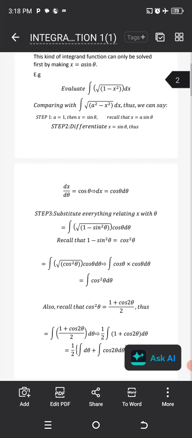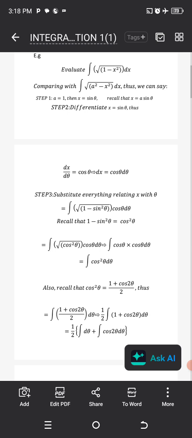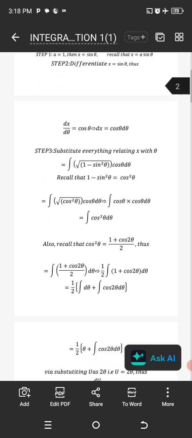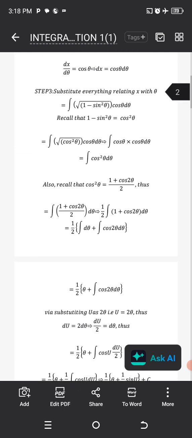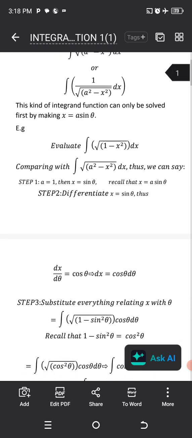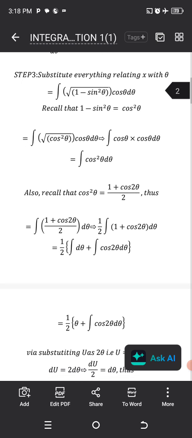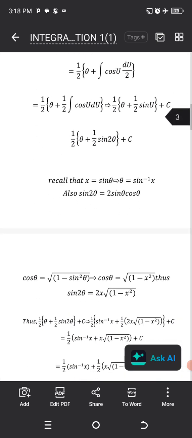So that is when you apply the substitution. You replace x with a sine theta. Let me show you again now. So this is example 1. This is all about example 1. Let me just zoom in. Example 1, let me make it a little bigger. So this is example 1. You get it now.